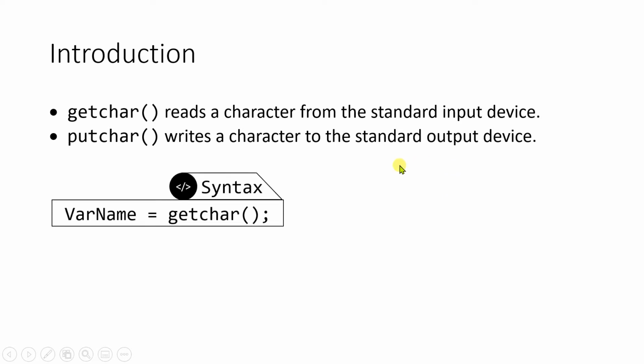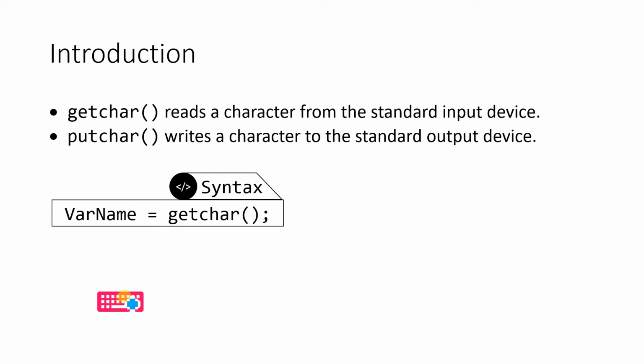So the syntax of getCharacter function looks like this. You have to specify the variable name where you want to store the value that is extracted from your keyboard, and you should specify the equal to symbol, then you need to write the getCharacter function over here. So by doing this, this will happen.